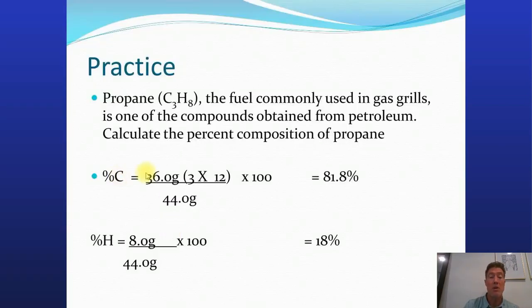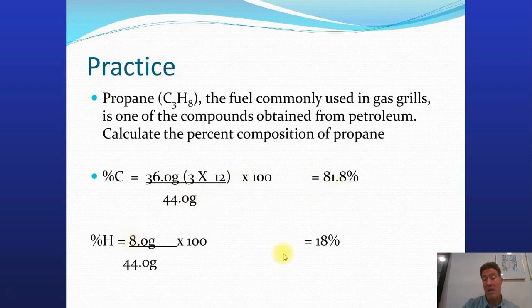To calculate the percent carbon, we have 3 carbon atoms. Let's just say we have 3 moles of this. 3 moles of that is going to be 36 grams. That's 3 times 12. Out of the total weight, what would the total weight be? Well, it would be the 3 carbons, 36 grams, plus 8 hydrogens, 1 gram each. So the total of the whole compound would be 44. So the carbon percent is 36, the molar mass of the carbon, over the molar mass of the whole thing. 36 grams out of 44 times 100, 81.8% propane.